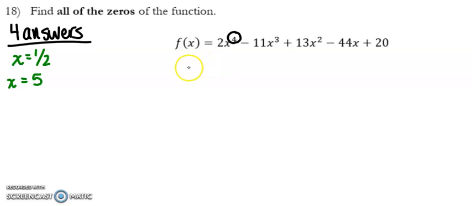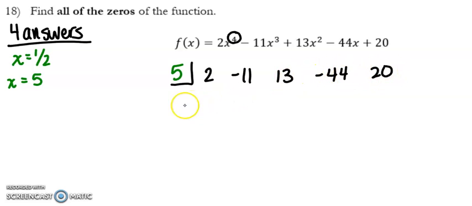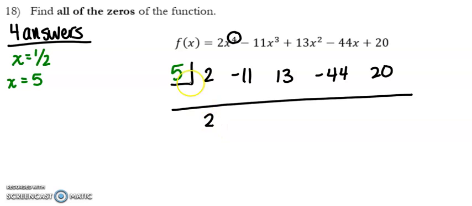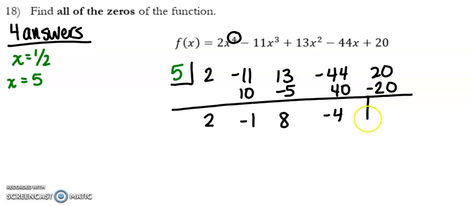Well, the way that I do that is I start by using one of those zeros. I'm going to use 5 and some synthetic division. Bring down the 2. 5 times 2 is 10. Add is -1. -5, 8, 40, -4. 5 times -4 is -20. I get a remainder of 0, as I should, because 5 was a 0.